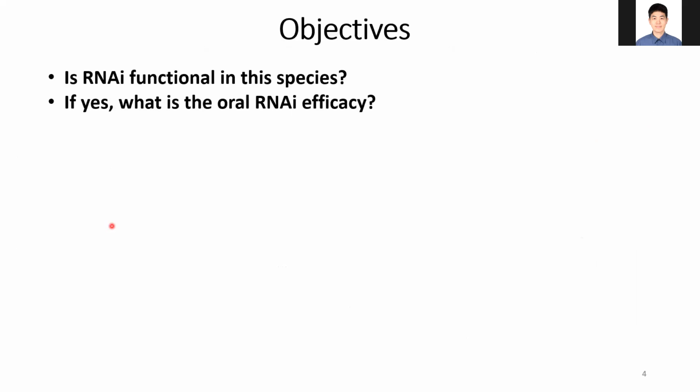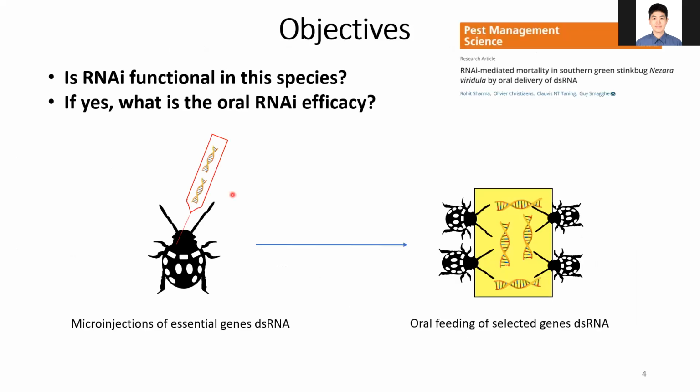So our first objective was to identify whether RNAi is functional, and if it is functional, then what the RNAi efficacy is. Here we used the microinjection approach with dsRNA of essential genes first, and then we used an oral feeding bioassay to confirm the oral RNAi efficacy, where dsRNA of the essential genes was mixed with the artificial diet and the insects were fed on the artificial diet.